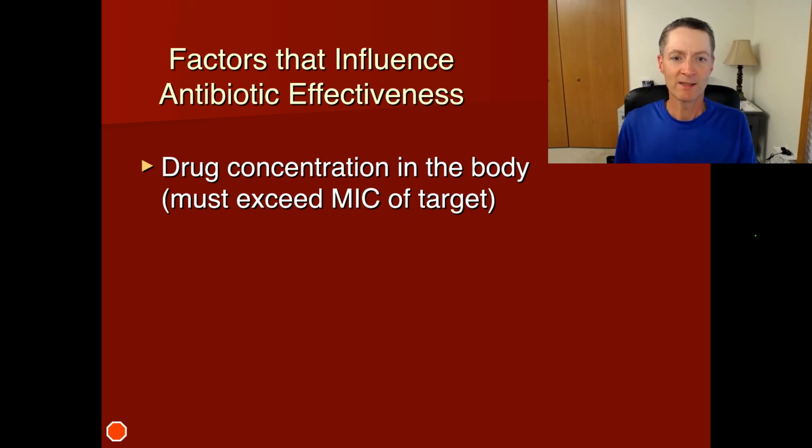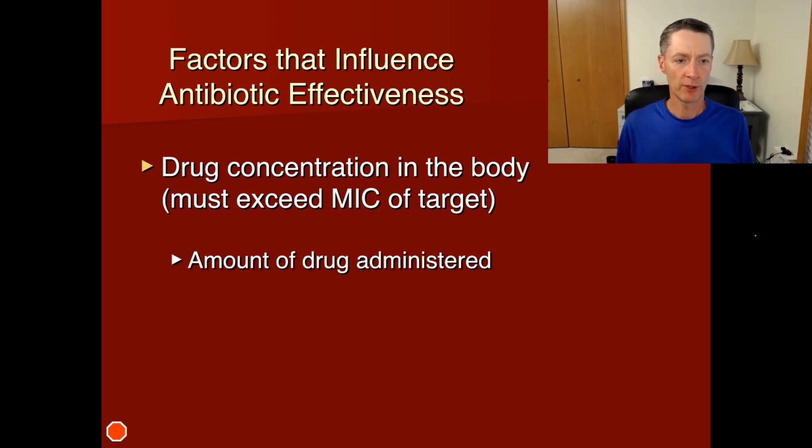And MIC is minimum inhibitory concentration. We're going to visit it again later, so don't worry. Basically, this is the concentration we need to reach. This will impact the amount of the drug administered to the patient. So let's say I have some kind of infection on my forearm.